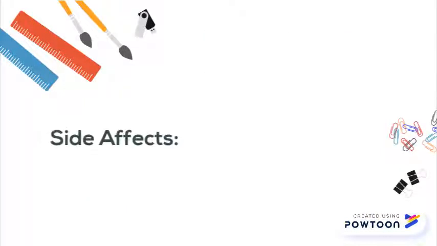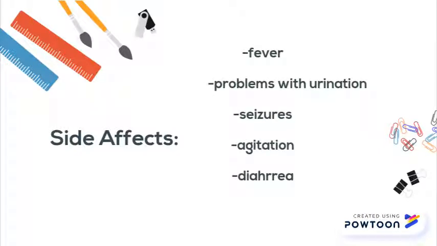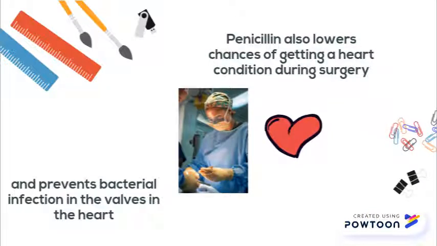Similar to other drugs, penicillin has some side effects. These are fever, problems with urination, seizures, agitation, and the worst of all, diarrhea. There are also other uses for penicillin, which is during surgery, this prevents the patient to get a heart condition or getting an infection in the valves of the heart.